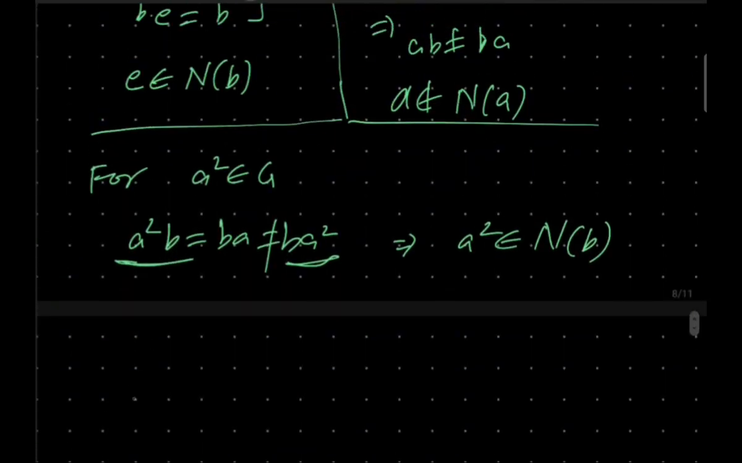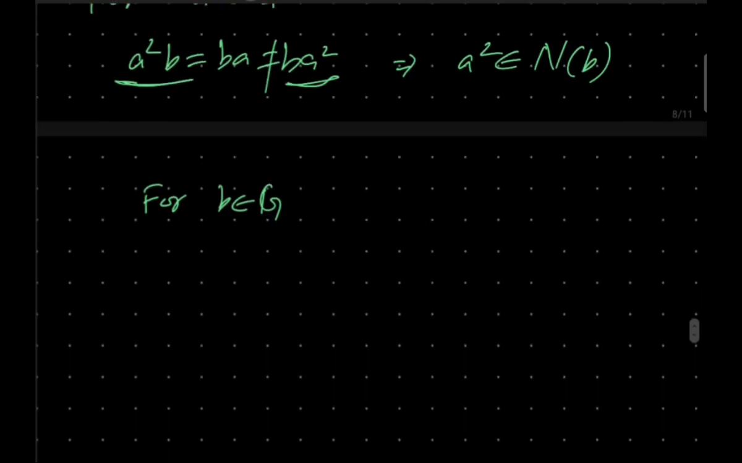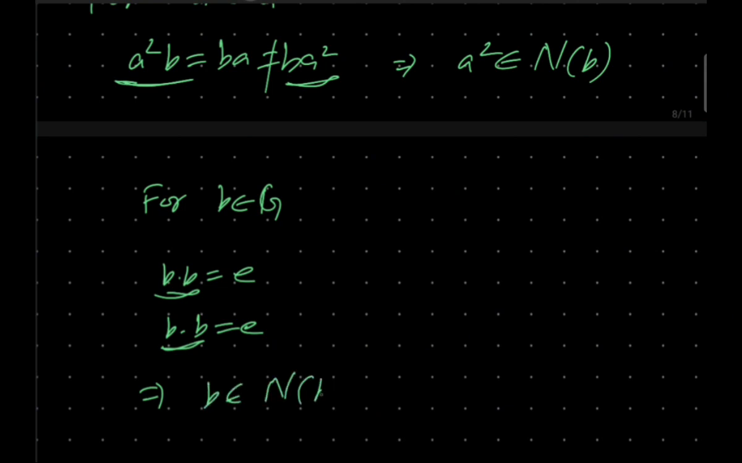Now you will check whether B belongs to the normalizer of B. We can check for B as well. For B belongs to G, we will check whether this B is permutable with B or not. You can check B times B is identity. Also B times B is identity. There is no difference when we permute them. So this means that B belongs to the normalizer because both answers are the same.